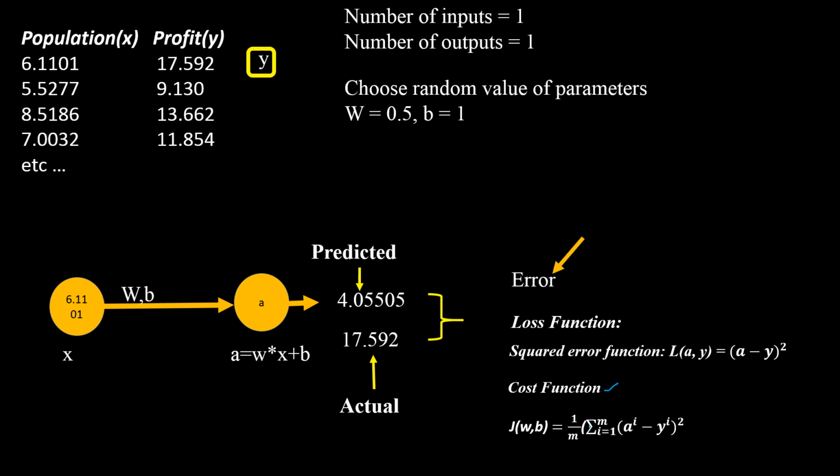So this error is caused by our initially chosen parameters w and b. Based on this error information, we have to correct w and b so that the difference between predicted and actual gets reduced. That's our goal. For this we are going to use an optimization algorithm, gradient descent.